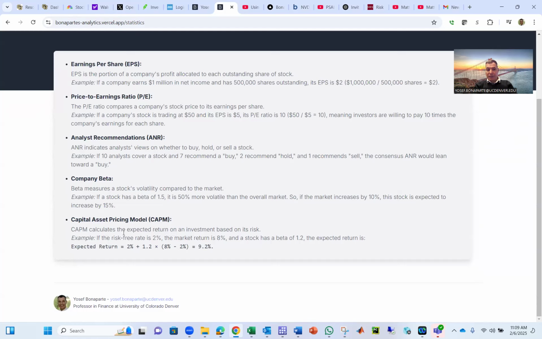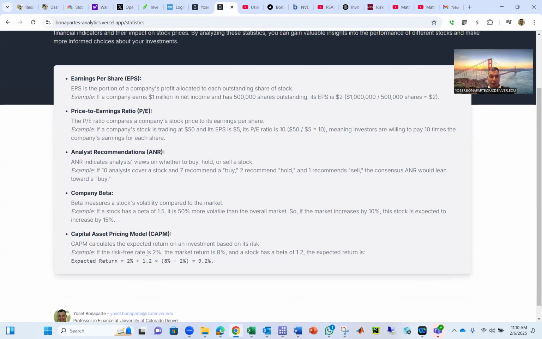And then the capital asset pricing model, CAPM, from the person who got the Nobel Prize. It says expected return equals the risk-free rate plus beta, 1.2 in this case, multiplied by market return minus risk-free rate, and that will give you the return for the company. CAPM calculates the expected return on an investment based on its risk. So you start with RF, risk-free, plus beta, 1.2, multiplied by 8 minus 2. 8 is the expected market return, 2 is the risk-free rate, and 9.2 is the expected return.